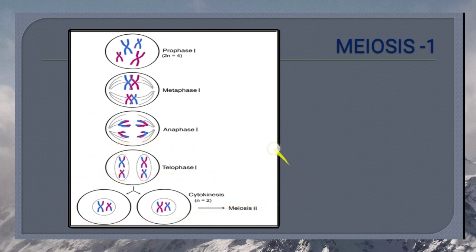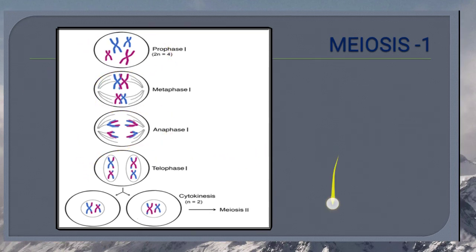Prophase 1 starts with a diploid cell. The chromosomes duplicate and sister chromatids are visible. In prophase 1, pairing of homologous chromosomes takes place, and another important process called crossing over also takes place. We will explain about it later.